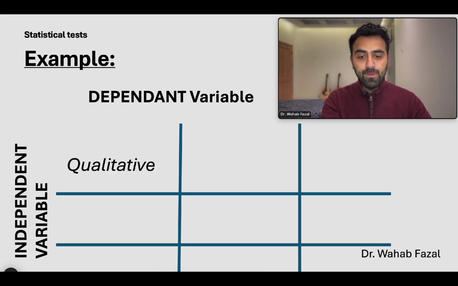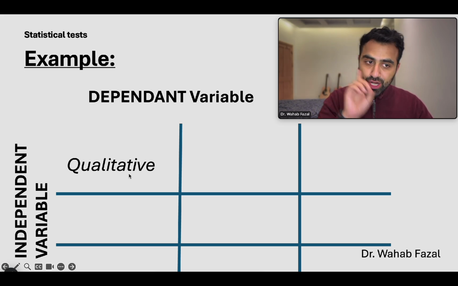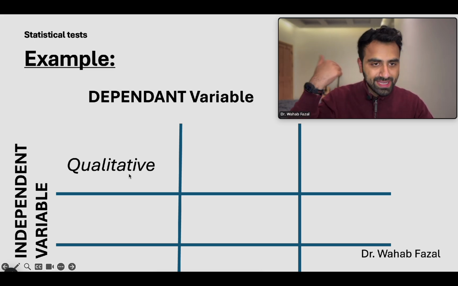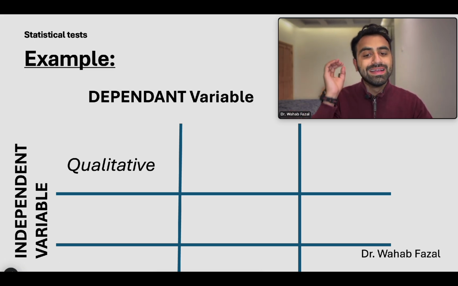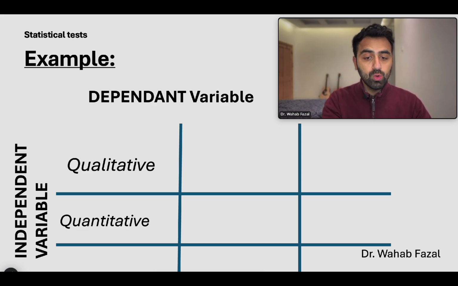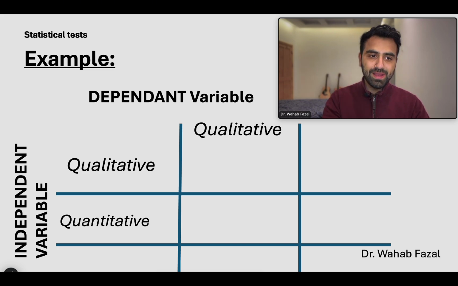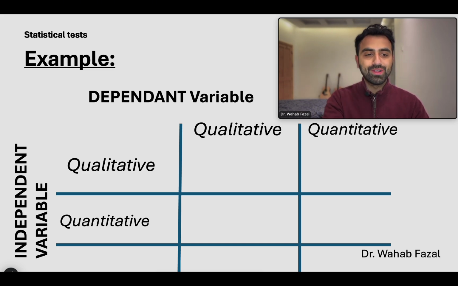Now, if your independent variable is qualitative, meaning it cannot be counted in numbers, meaning it's like quality, colors, smart, not smart, things like that, yes, no, that's qualitative data. Or is it quantitative? And the same goes for the columns. If your dependent variable is qualitative or quantitative.